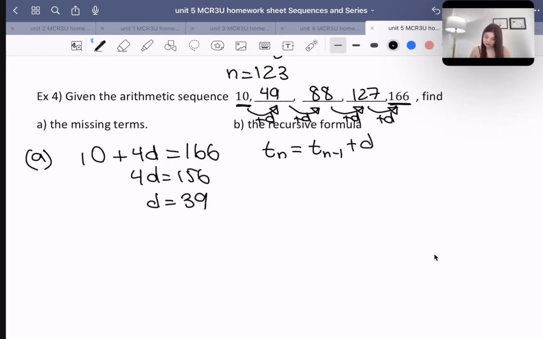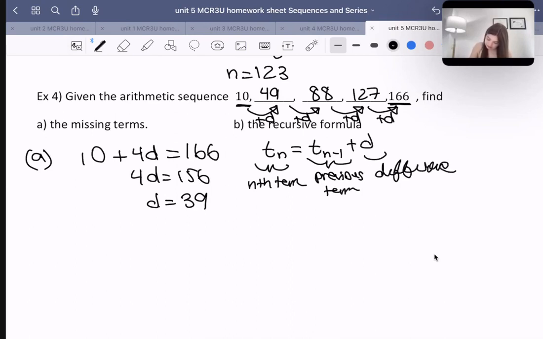We'll show this with the recursive formula in a moment, but for now I just want to talk about what this formula is really saying in English terms. So t of n is saying the nth term is equal to the previous term plus the common difference, which makes sense.